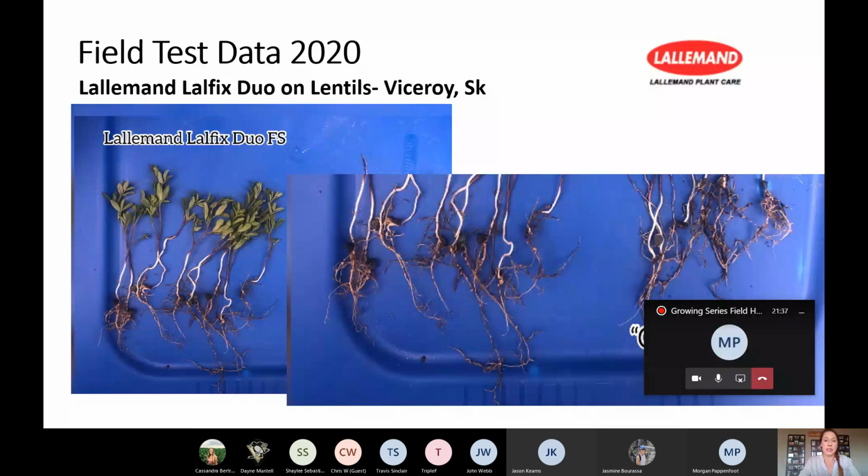We didn't really see any yield differences in the products, so it was very comparable to the competitor products that are out there. So if you are having handleability issues and you're looking for that single strain rhizobia, this could be a good product for you. Does anyone have any questions on that?